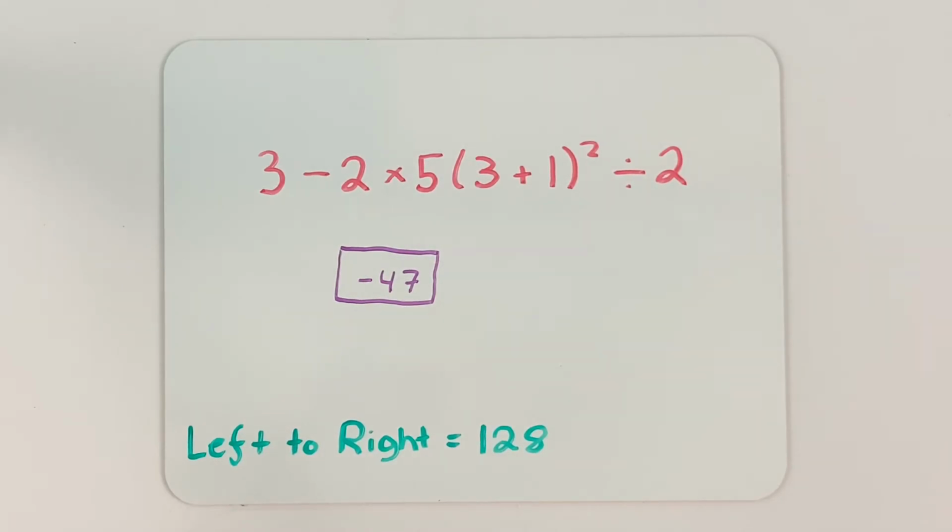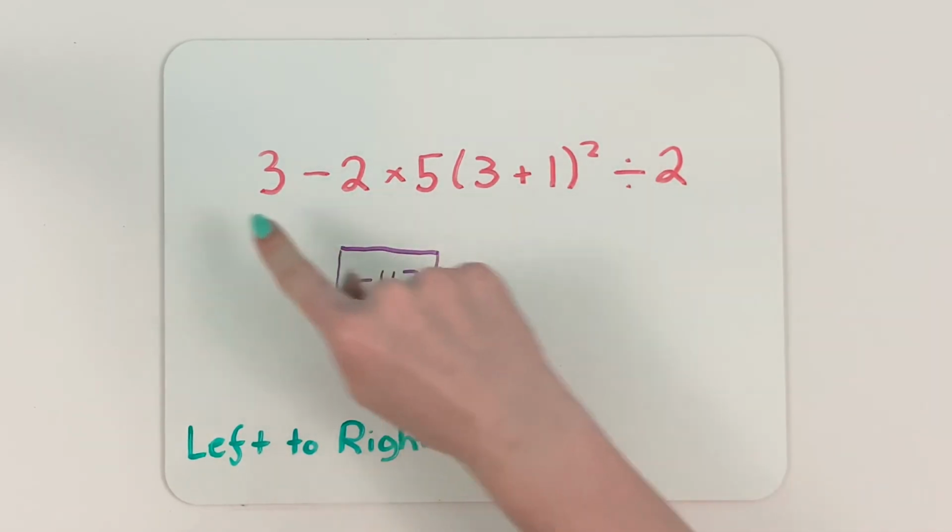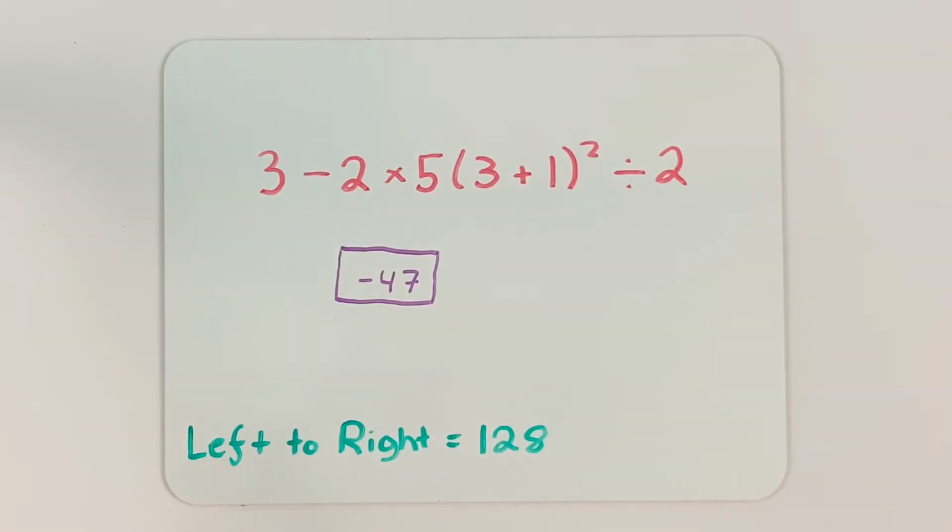Well, spoiler alert, neither one of them are actually correct. That is because we didn't follow the order of operations. The order of operations shows us which operations we need to do first. Like, should we do multiplication first? Should we be doing left to right or right to left? It shows us which things are most important and which take the most priority.